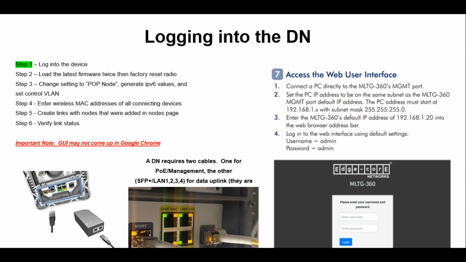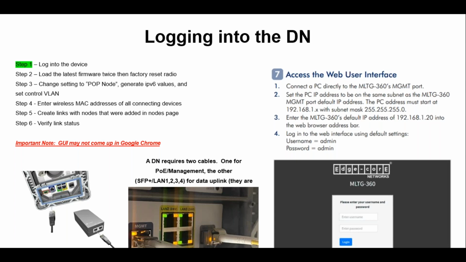The DN, the distribution node. One thing I want to point out, a couple of times, and I noticed it on the CN also, on the DN sometimes the UI doesn't come up in Google Chrome. Use a different browser. I'm not sure exactly the root cause of this, but I've seen it. So just use Edge or some other browser. If you can ping it and you just don't see it coming up in the browser, that's the first thing I would check. Change the browser.